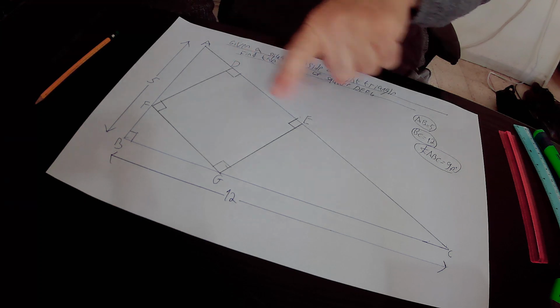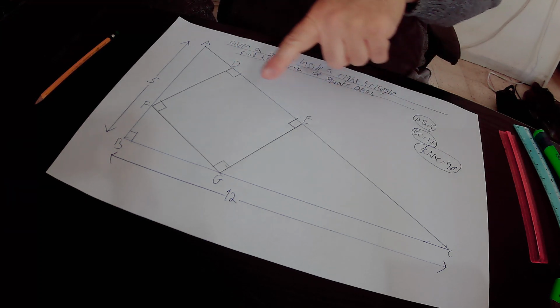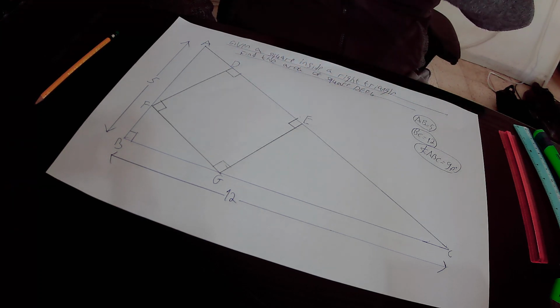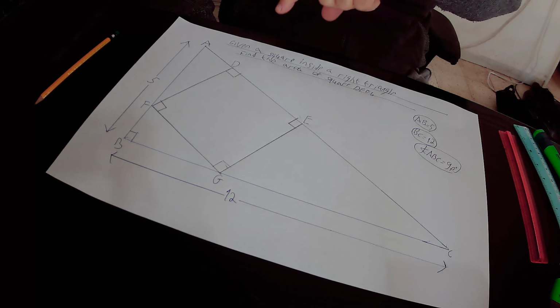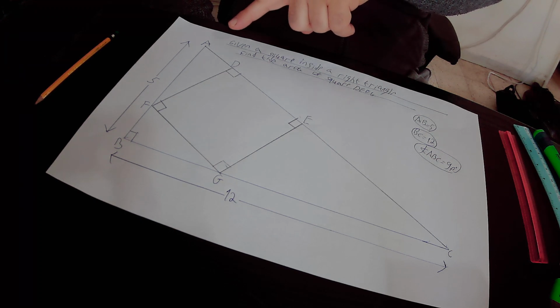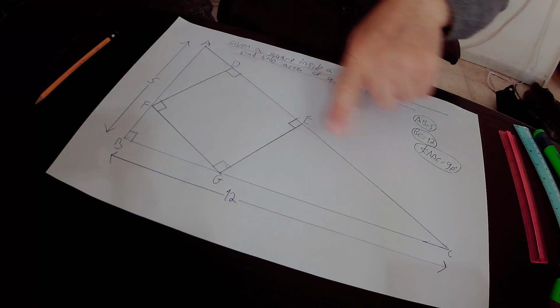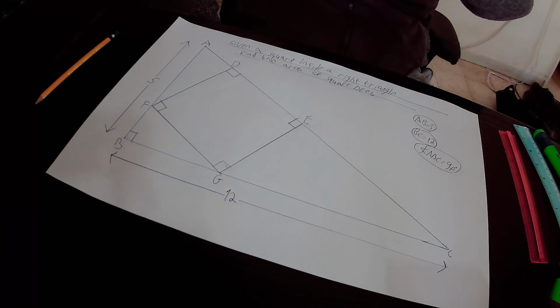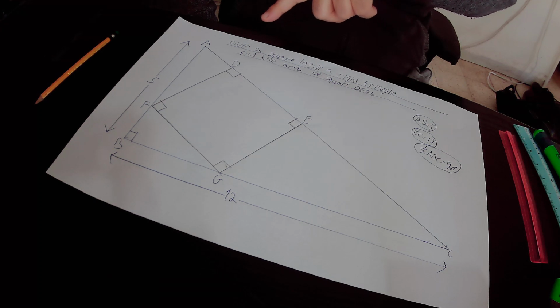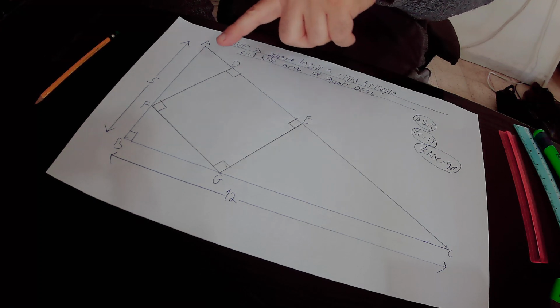Inside the right triangle ABC we have this square DEFG. And our mission is to find out the area of this square DEFG. In addition, we know that side AB of the right triangle ABC equals 5 units in length, side BC equals 12 units in length. Again, our mission is to find out the area of this square DEFG.